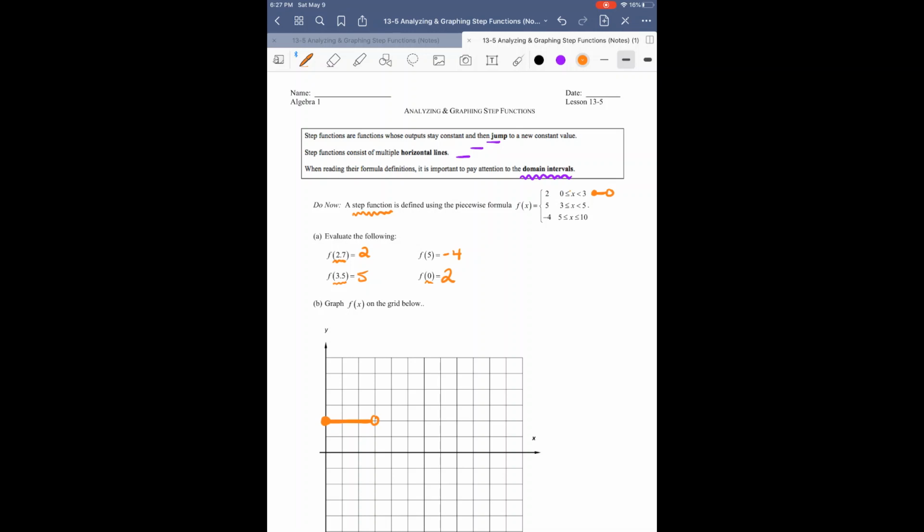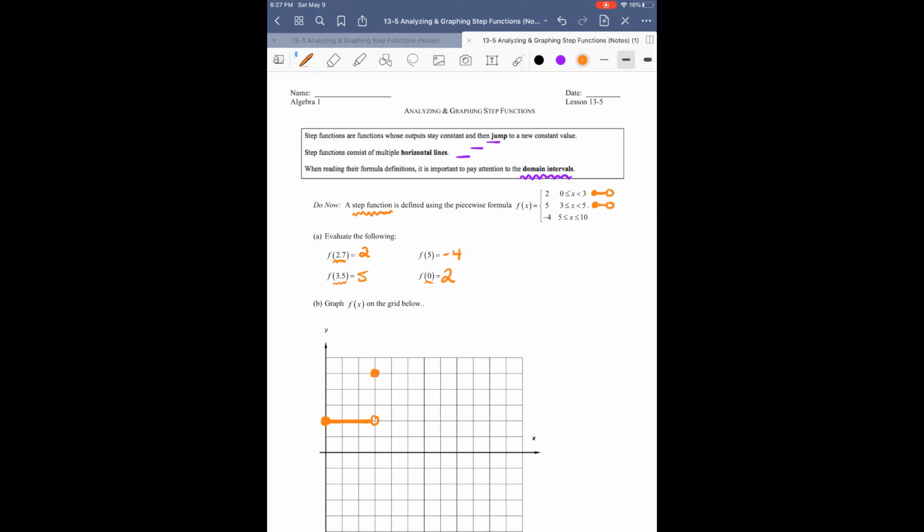Okay, let's check out the next part. When we have 3 less than or equal to x less than 5, the first part of my step will be a closed circle when x is 3, and it will be an open circle when x is 5. So for those, the output is going to be 5. So when x is 3, so 1, 2, 3, our output's going to be at 1, 2, 3, 4, 5. So we're going to have a closed circle at 5.